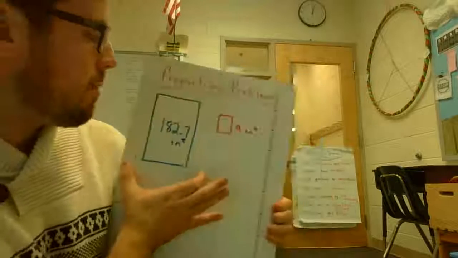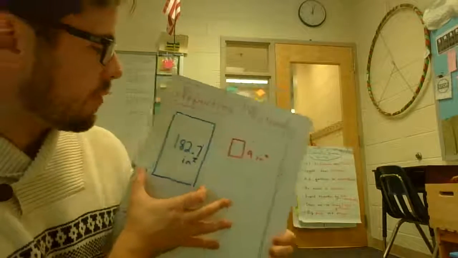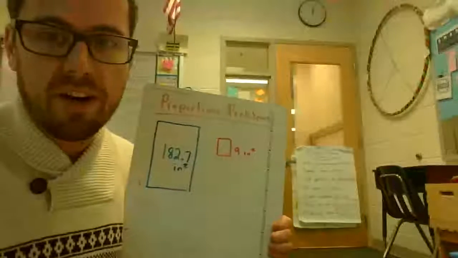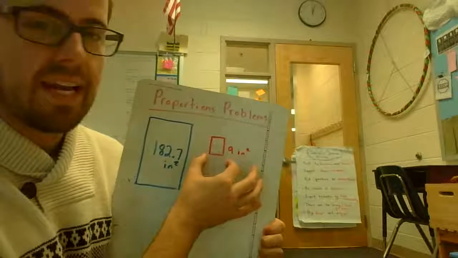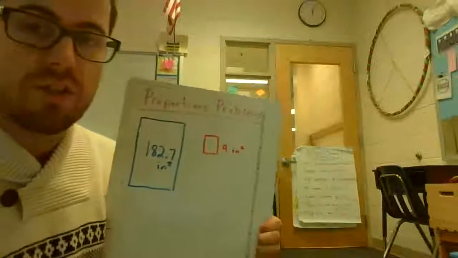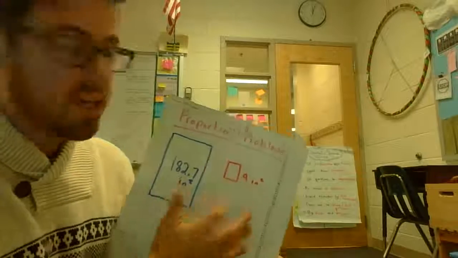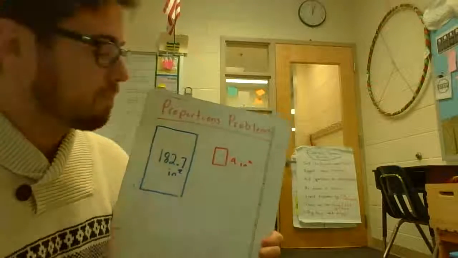So in this problem that I'll show you, there is a white background border. The border is 182 7/10 inches squared in area. There is a small picture that is on average 9 inches squared. How many of these pictures roughly will fit into the white background, the white board?